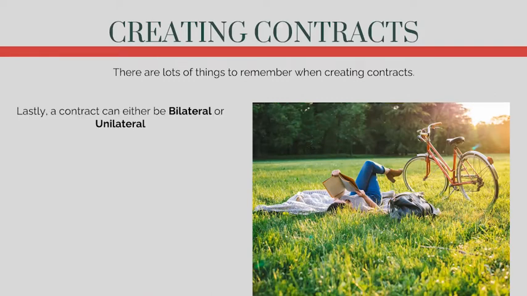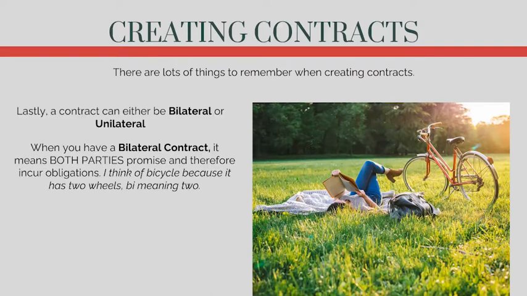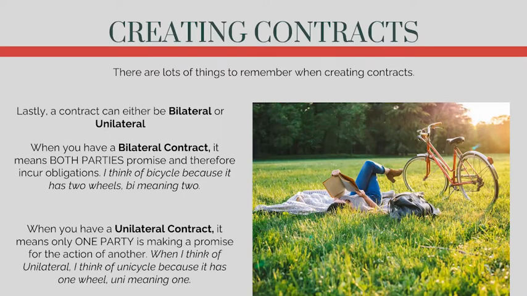Lastly, a contract can either be bilateral or unilateral. When you have a bilateral contract, it means both parties promise and therefore incur obligations. I think of bicycle because it has two wheels, bi meaning two. Bilateral contract, both parties. When you have a unilateral contract, it means only one party is making a promise for the action of another. When I think of unilateral, I think of a unicycle because it has one wheel. Uni means one. Unilateral contract, one party.